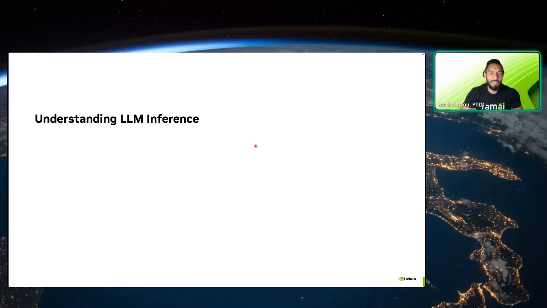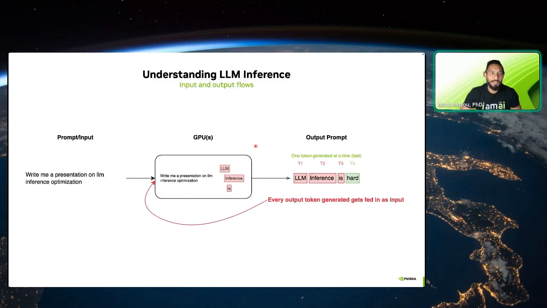So let's jump into understanding this workflow of LLM inference. Here I have a prompt coming in: write me a presentation on LLM inference optimization. When I ask that prompt, I put it on the GPU, so now it's stored on the GPU. On the right-hand side, these are timestamps 1 through 4. I generate the token LLM first, then put that token back onto the GPU. Then it decides what's the next token I should generate, and that's my second token, inference. I put that back on the GPU. My third is. And then the last one is hard. This happens very, very quickly because it's running on GPUs.